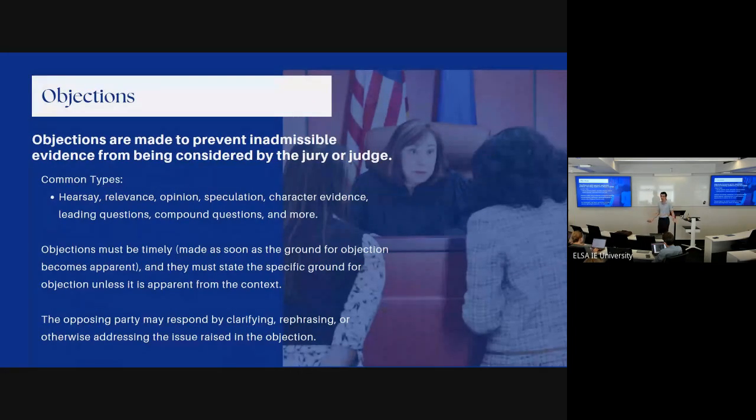And objections. Basically, you all know what objections are, I presume. And you make them to stop things from being said in court or stop evidence from being entered. There's a few different types: hearsay, relevance, opinion, speculation, all this stuff. We'll go into each one in just a second.